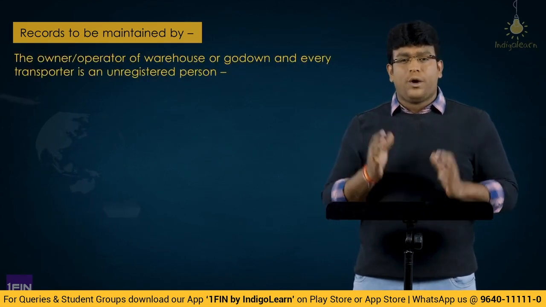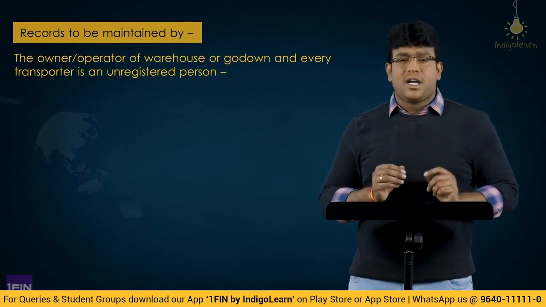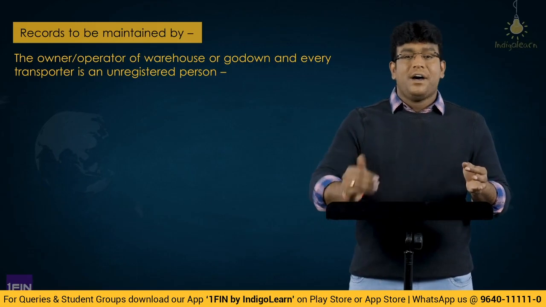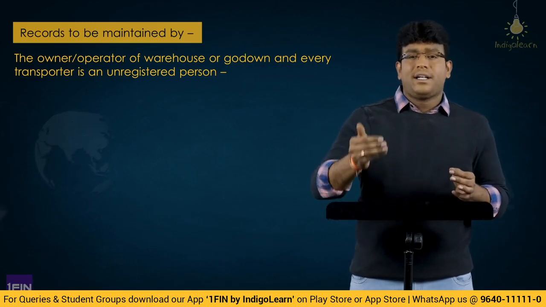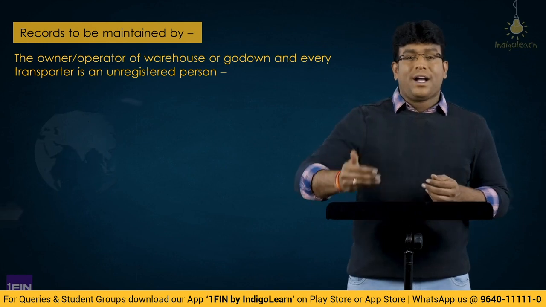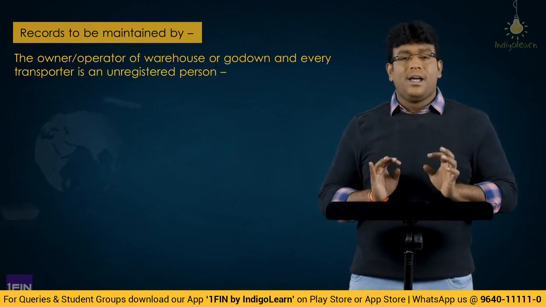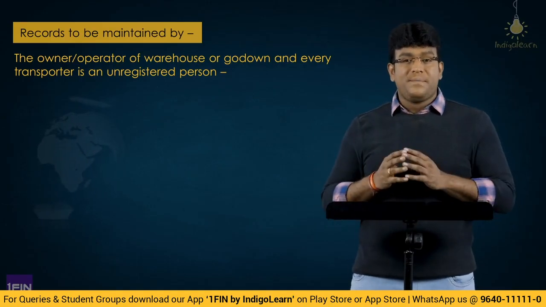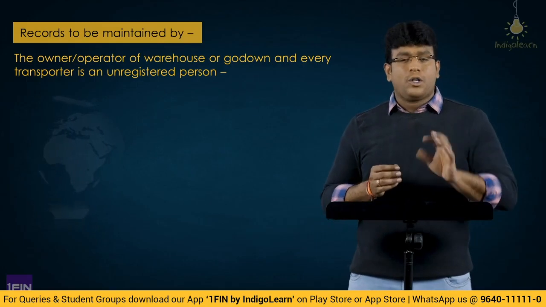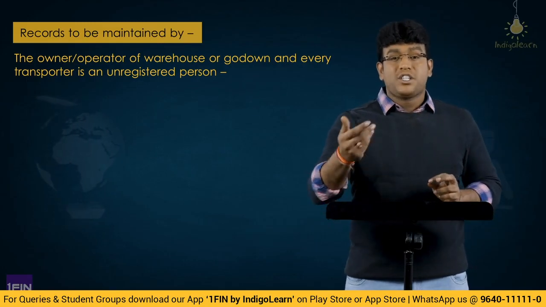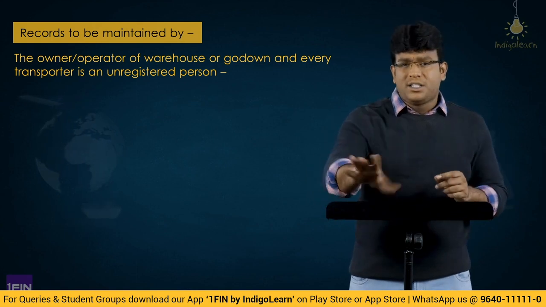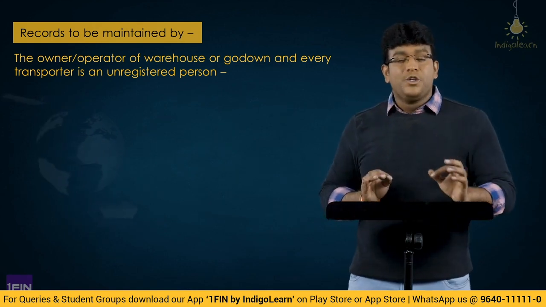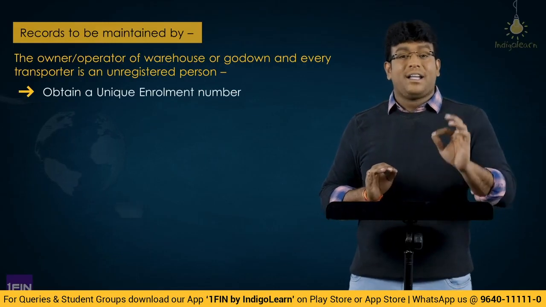And a fantastic point which you should know very clearly is that in case the owner or operator of a warehouse or godown or the transporter is an unregistered person, the possibility is there, right? Because registration is mandatory only when aggregate turnover exceeds the threshold limit. So if aggregate turnover does not exceed the threshold limit, then registration is not mandatory. So there is a possibility that these guys are not registered persons. That is, the owner or operator of a warehouse or godown or a transporter may not be a registered person. And in any case, if they are not registered persons, then they should obtain a unique enrollment number under GST.